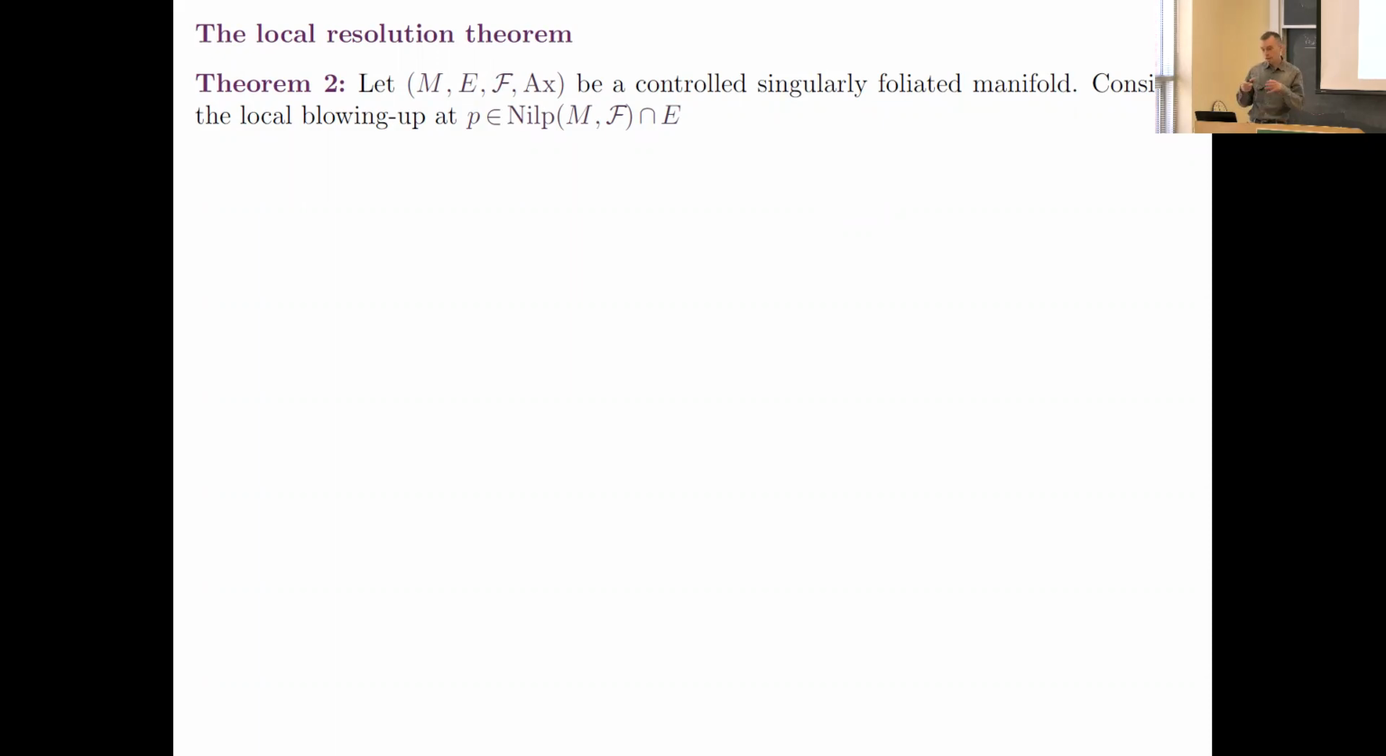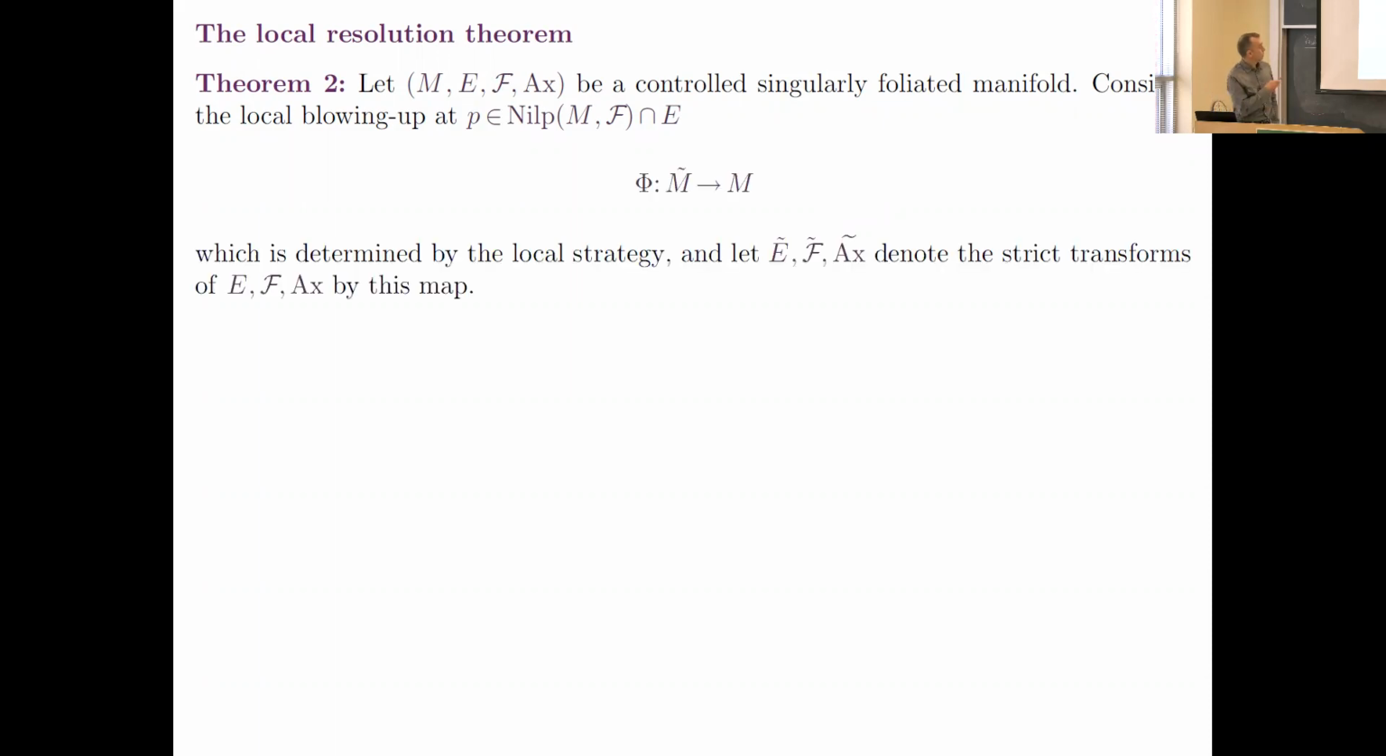Let's say we germify everything at point P now. And we follow the local strategy, by which I mean I make a weighted blow up of the center determined by the local strategy. And I denote by M tilde the resulting manifold, right?